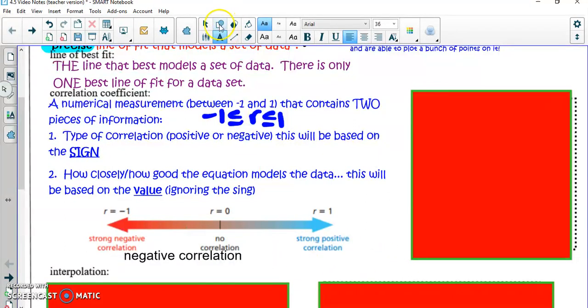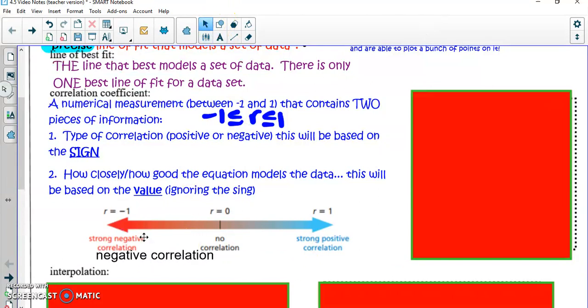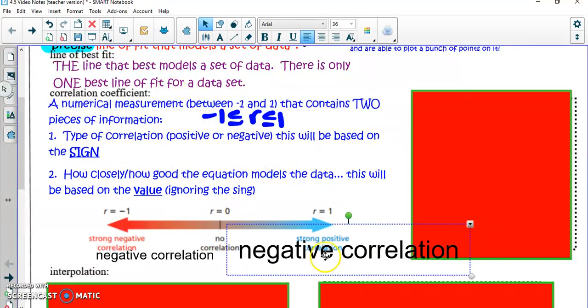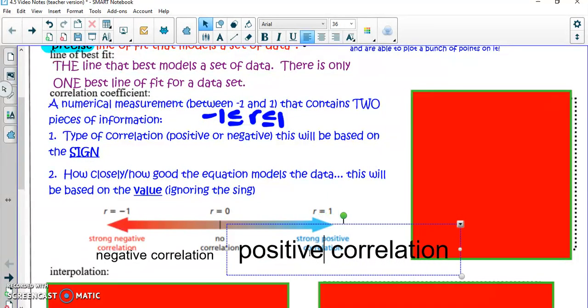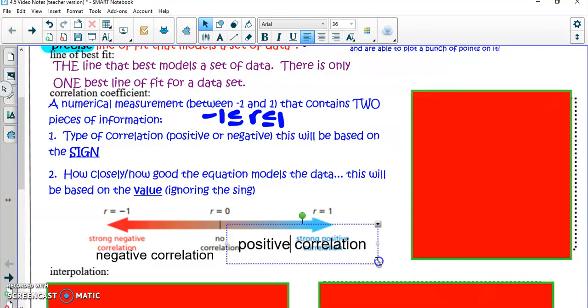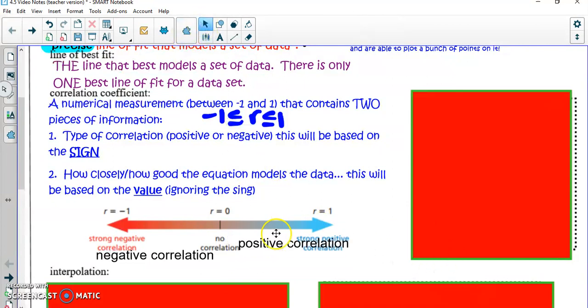So that's what this image over here is showing us. Anywhere below 0, so these are the negative numbers, are going to be negative correlation. If that number was positive, like positive 0.75, we know that there's a positive correlation between those two data sets.